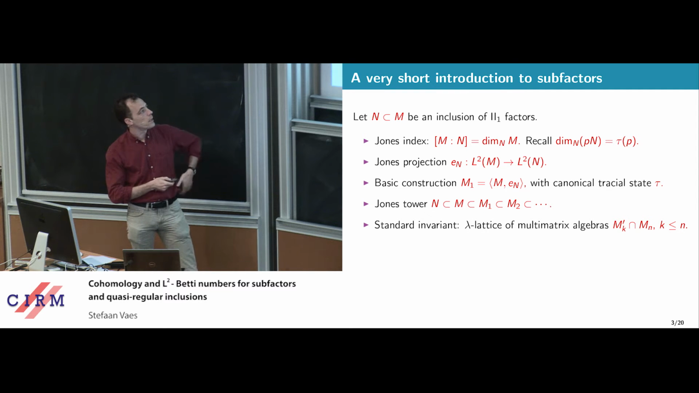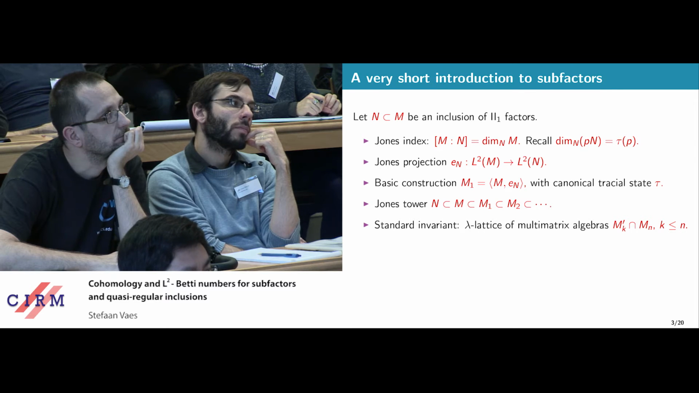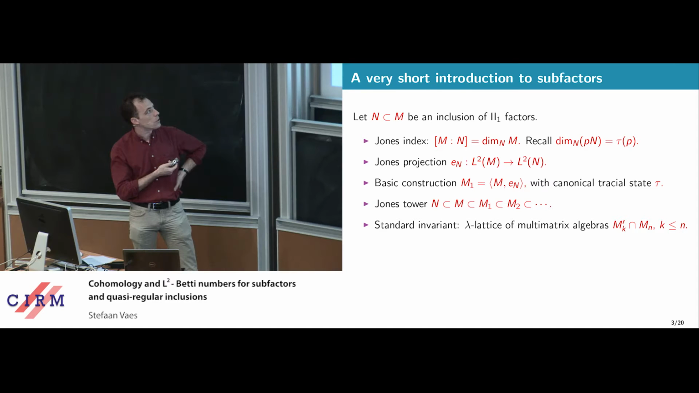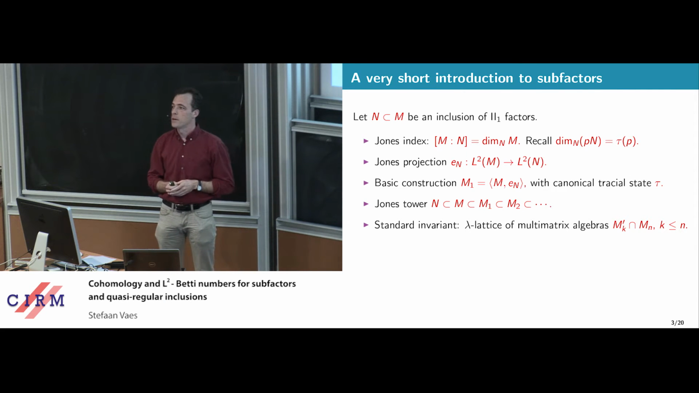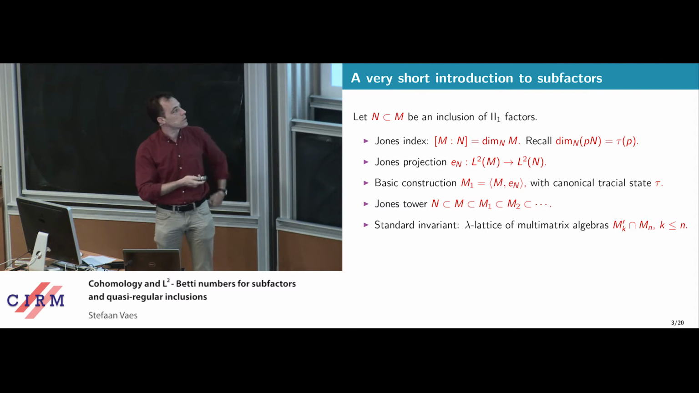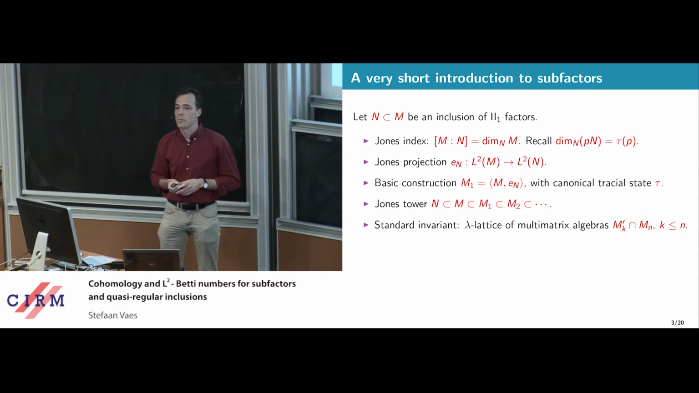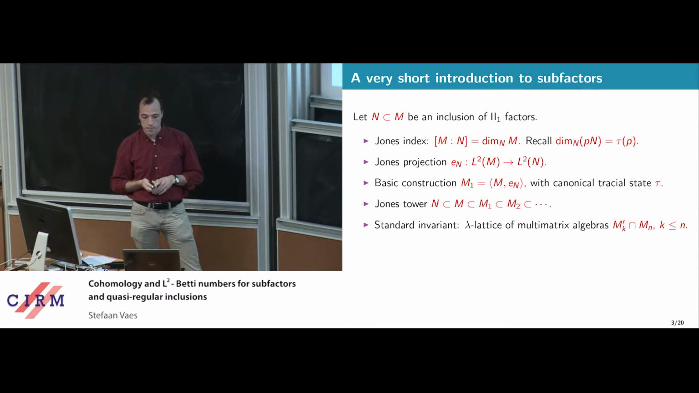Now, there are several ways to give an axiomatization of what kind of invariant comes out of this. One of these axiomatizations is Sorin Popa's notion of a lambda lattice, where he said, well, if you have such a grid, say, of multi-matrix algebras, with some additional structure involving also these projections, etc., then you call it a lambda lattice, and all lambda lattices come from subfactors and vice versa.